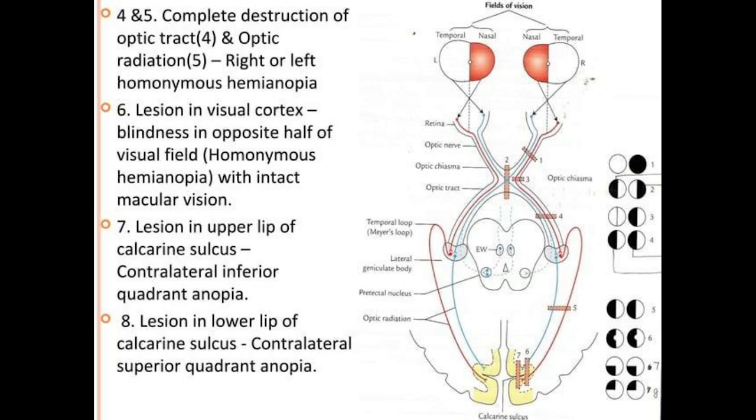In summary, visual field defects can occur due to lesions at different parts of the visual pathway, and the type and location of the defect depend on the location of the lesion.